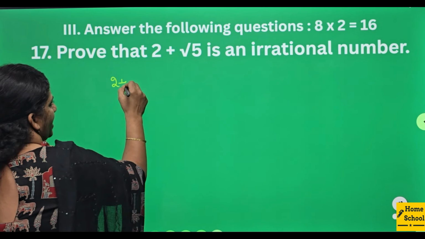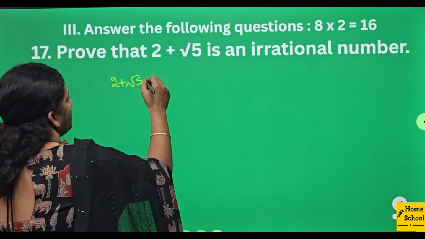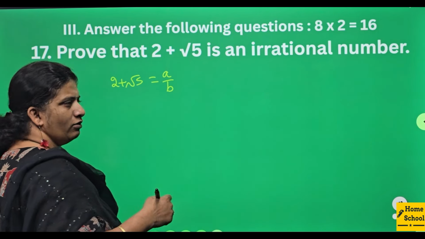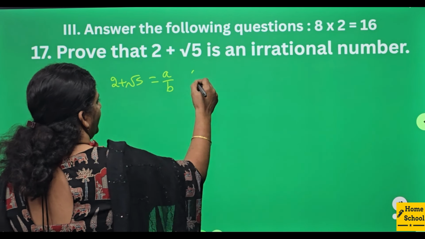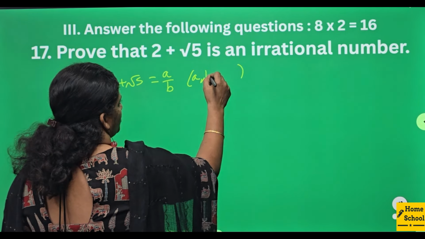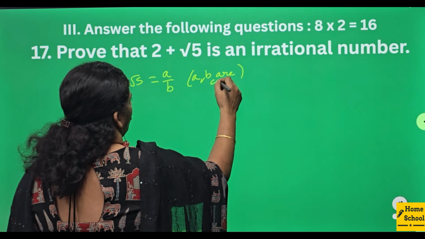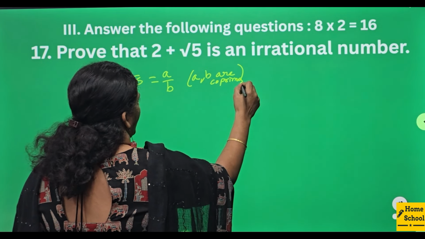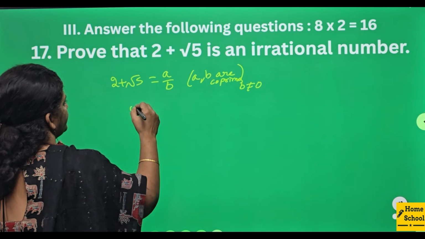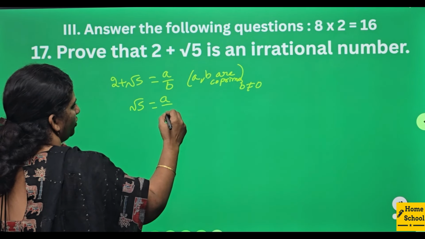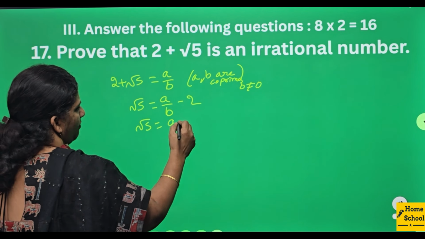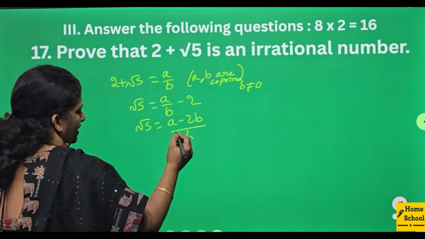Write the statements, children. If it is a rational number, it should be equated to a by b or p by q or anything where a and b are co-primes and b cannot be equal to 0. Write those all. A and b are co-primes and b not equal to 0. Now transpose this to other side. Root 5 is equal to a by b minus 2. Do LCM. A minus 2b by b.